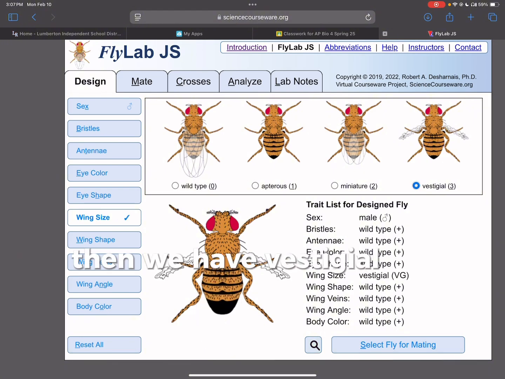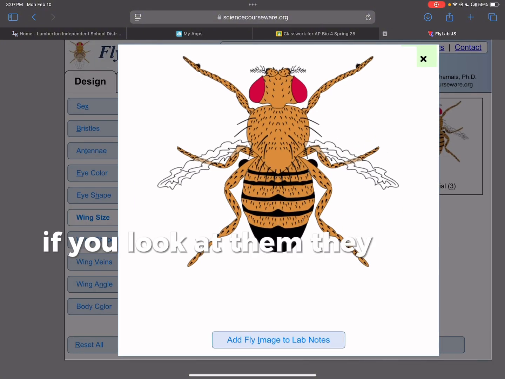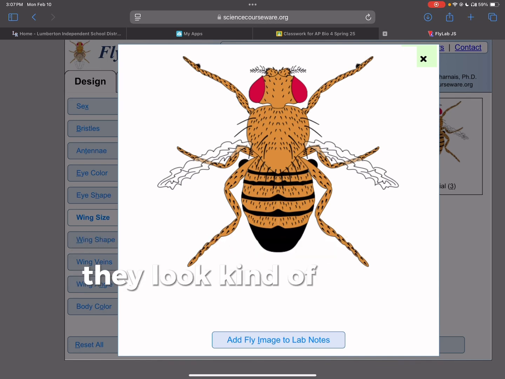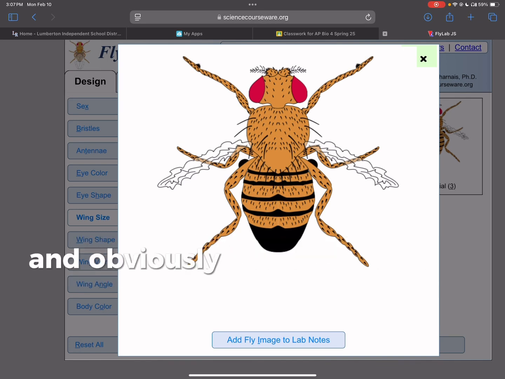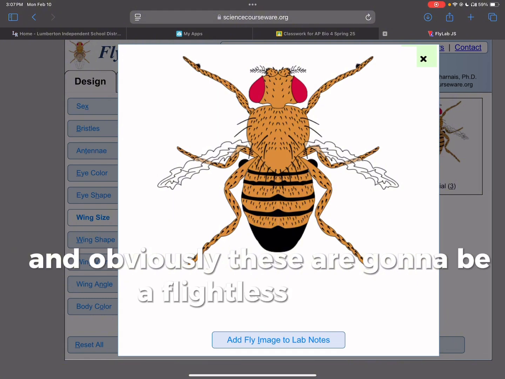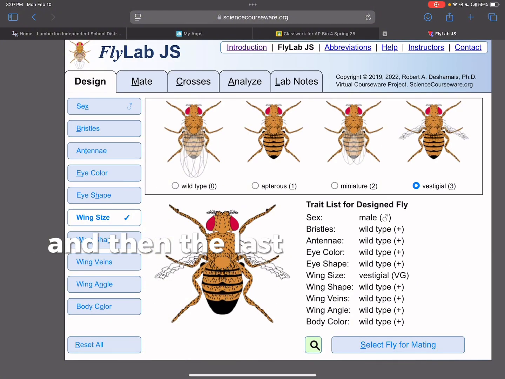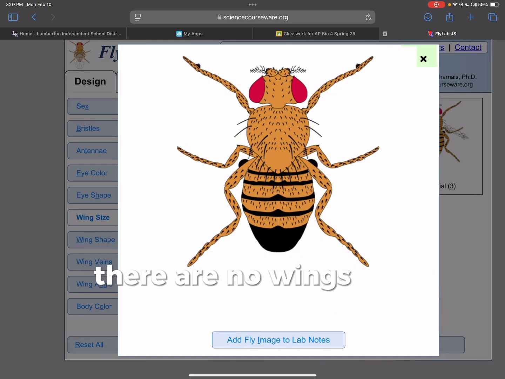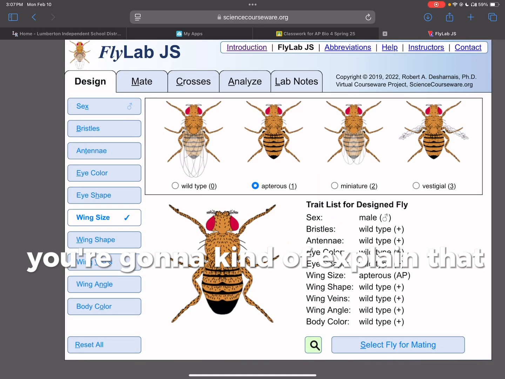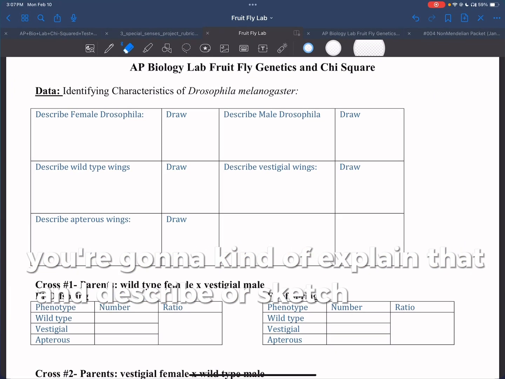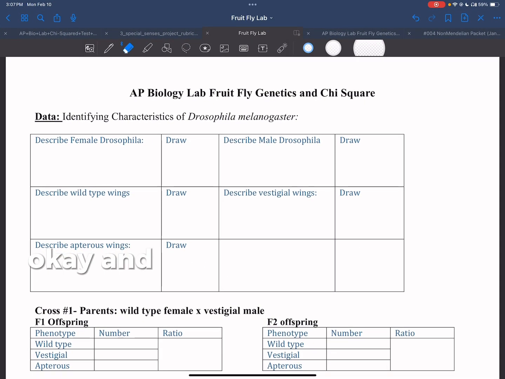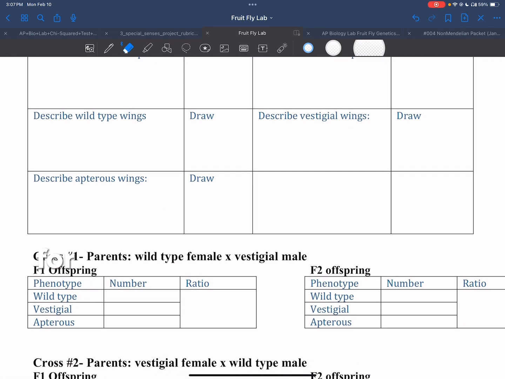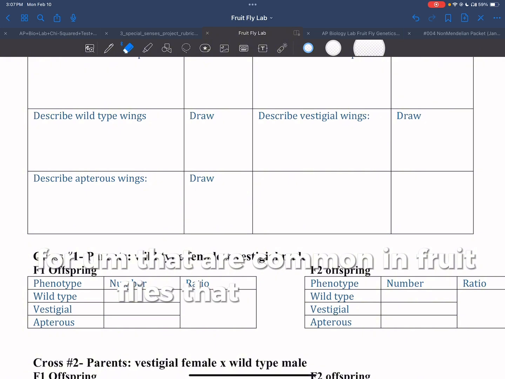Then we have vestigial, and vestigial wings, if you look at them, do not look like normal healthy wings, right? They look kind of crimped, and obviously these are going to be a flightless variety. And then the last one we have is apterous, and apterous wings are just, there are no wings, right? And so you're going to explain that and describe or sketch that here, okay? What this lab does is look at these traits that are common in fruit flies that are distinct.